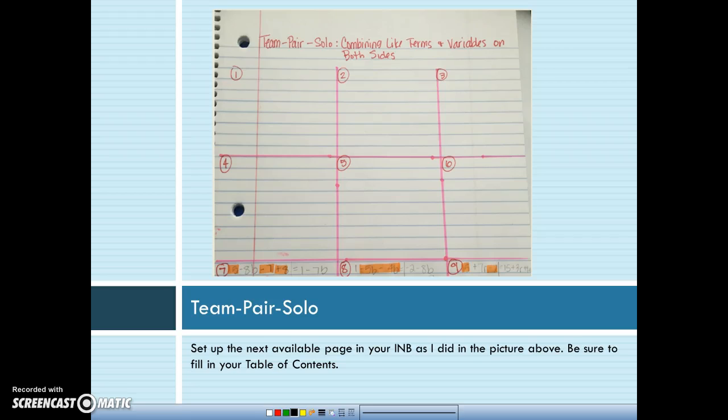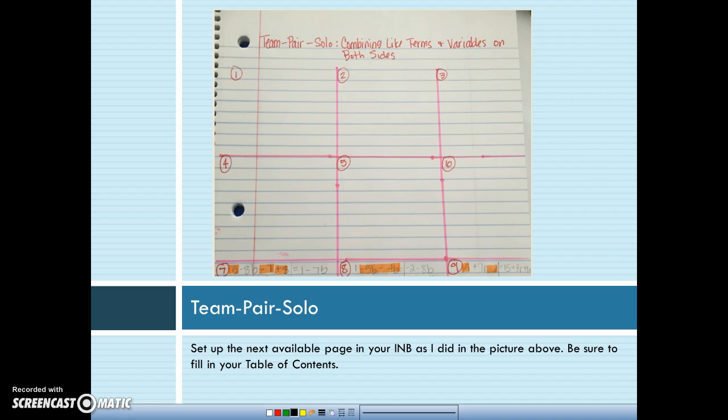Okay, so this video is on our team pair solo, combining like terms and variables on both sides. So you can go ahead and pause this video and take the time to set up the next available page in your interactive notebook as I did in the picture here. Make sure you include the title, team pair solo, combining like terms and variables on both sides.